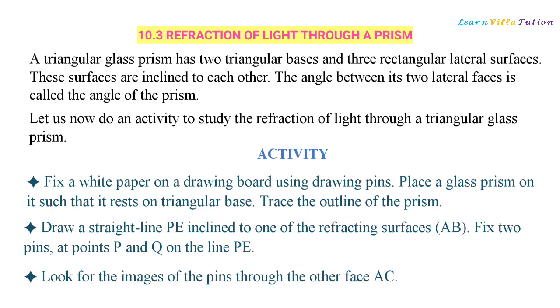Fix a white paper on a drawing board using drawing pins. Place a glass prism on it such that it rests on its triangular base. Trace the outline of the prism. Draw a straight line PE inclined to one of the refracting surfaces AB. Fix two pins at points P and Q on the line PE. Look for the images of the pins through the other face AC.